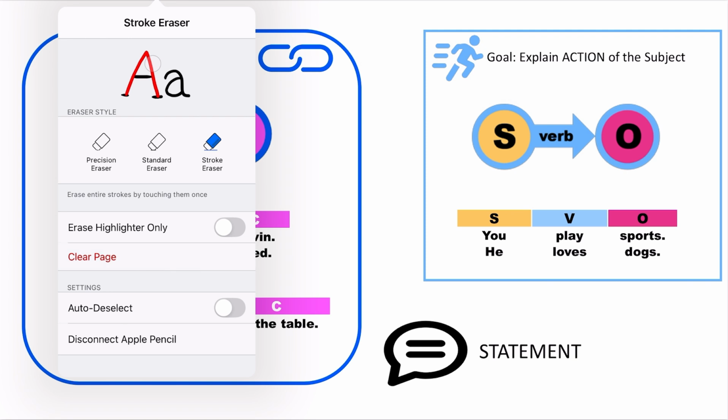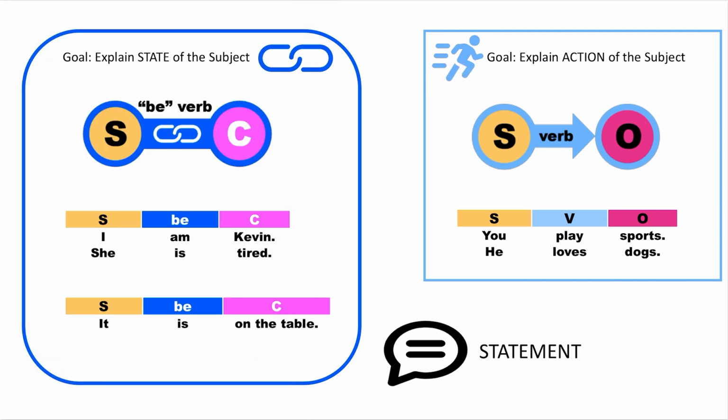Then we can also have action verbs. We talk about a subject that is doing something, sometimes to an object. You play sports. He loves dogs. This is not a state. This is an action. State and action are different.